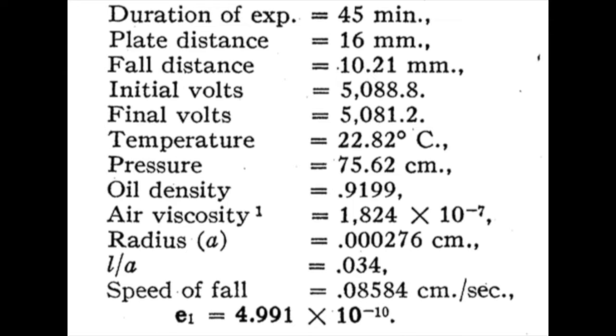Next is the radius of the oil droplet, which he used for this particular run. That varies, every run is different when you have different sized oil drops. It is listed as 0.000276 centimeters, or 2.76 microns, and that is amazingly small. And you might wonder how he was able to measure the radius that accurately.